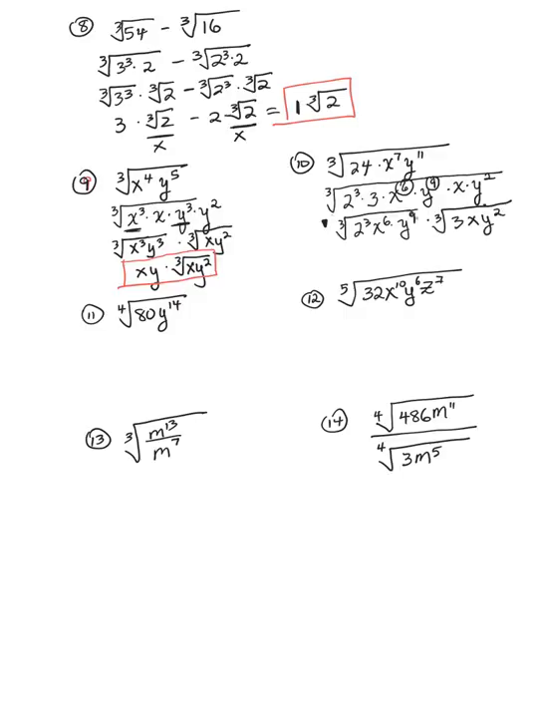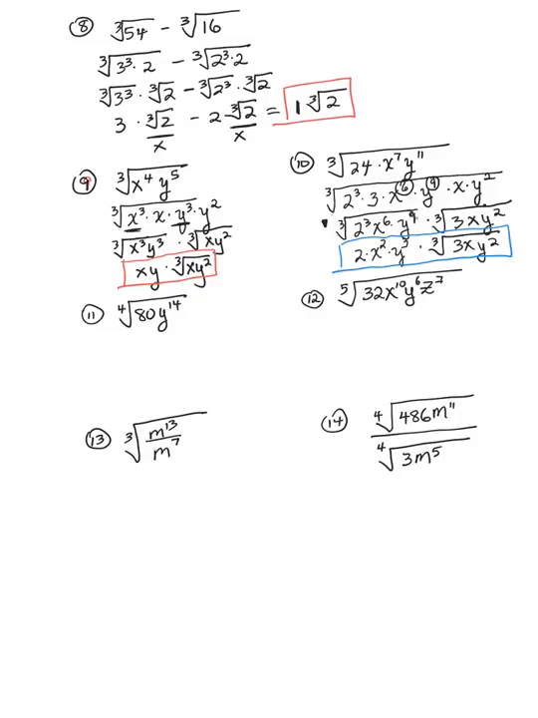Times the cubed root of 3xy squared. So the cubed root of 2 cubed is 2. What's the cubed root of x to the 6th? That is x squared. X squared times x squared times x squared is x to the 6th. And what's the cubed root of y to the 9th? That's y cubed, since y cubed times y cubed times y cubed is equal to y to the 9th, times the cubed root of 3xy squared. And that would be the simplest form for that particular problem. Okay, now hopefully we see a pattern here.